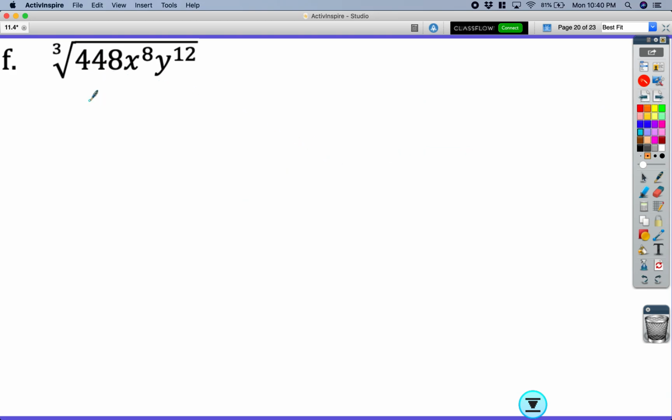So for letter F, I'm going to go ahead and just crank through these really quickly, guys. This would be 2 to the 1, 2, 3, 4, 5, 6 power times 7, okay? So let's go ahead and write this out now. I have 2 to the 6th times 7 times x to the 8th times y to the 12th.